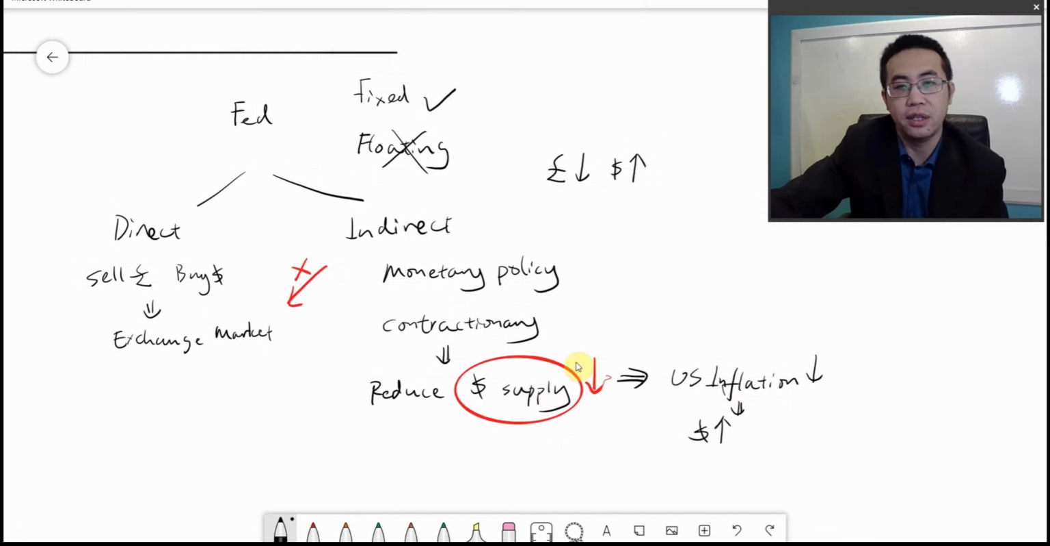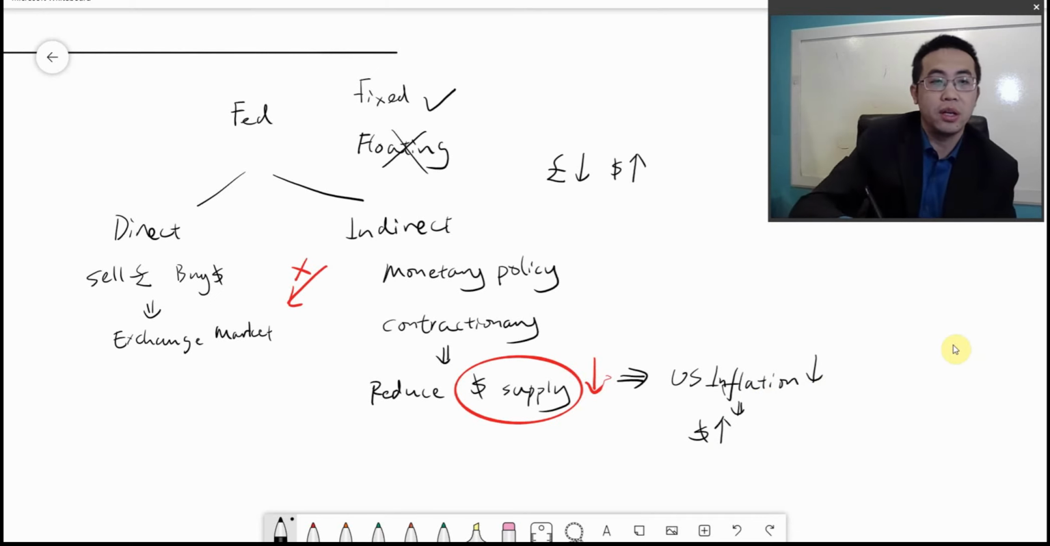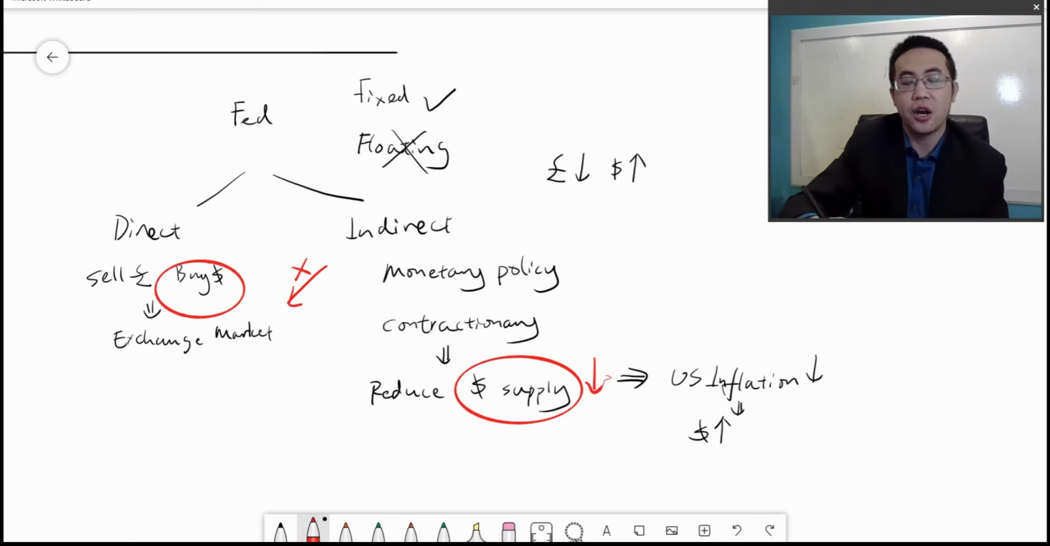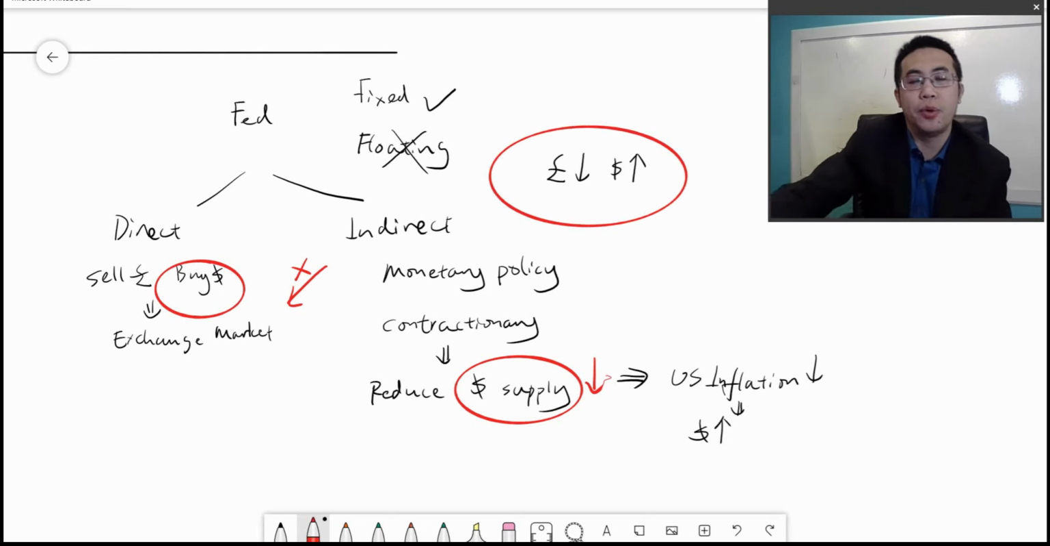So we have less dollar printed, so the US is experiencing less inflation, and then the dollar would appreciate. It is quite different from just buying dollars directly in the exchange market, and it takes a longer time to take effect. So that is our case. We want the dollar to appreciate and the pound to depreciate.